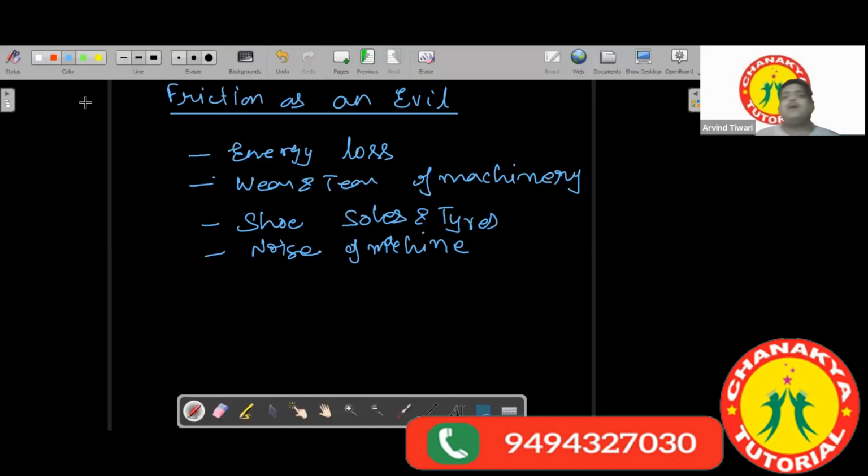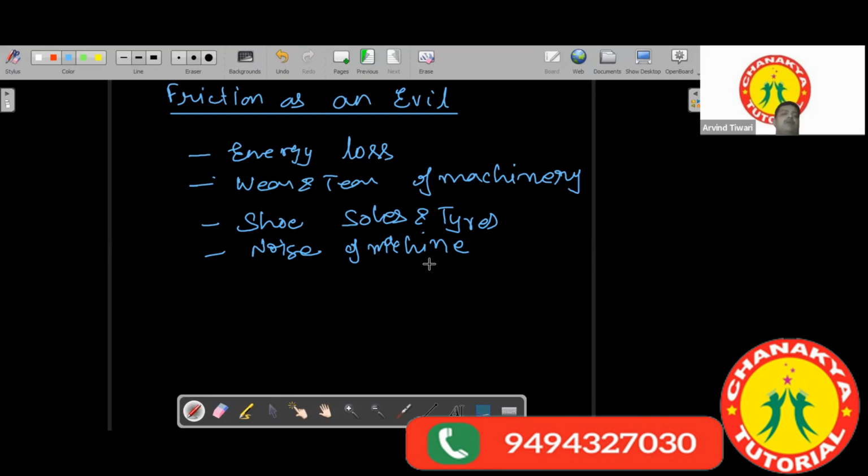Okay, so I hope we have done this topic today. We have done that friction is necessary, why friction is necessary and why friction is an evil. Friction is necessary in our everyday life because we can't do a number of activities without it. Then it's an evil also. It causes a number of damages: energy losses, wear and tear of machinery parts, shoe soles and tires getting worn out, and noise from machine parts.